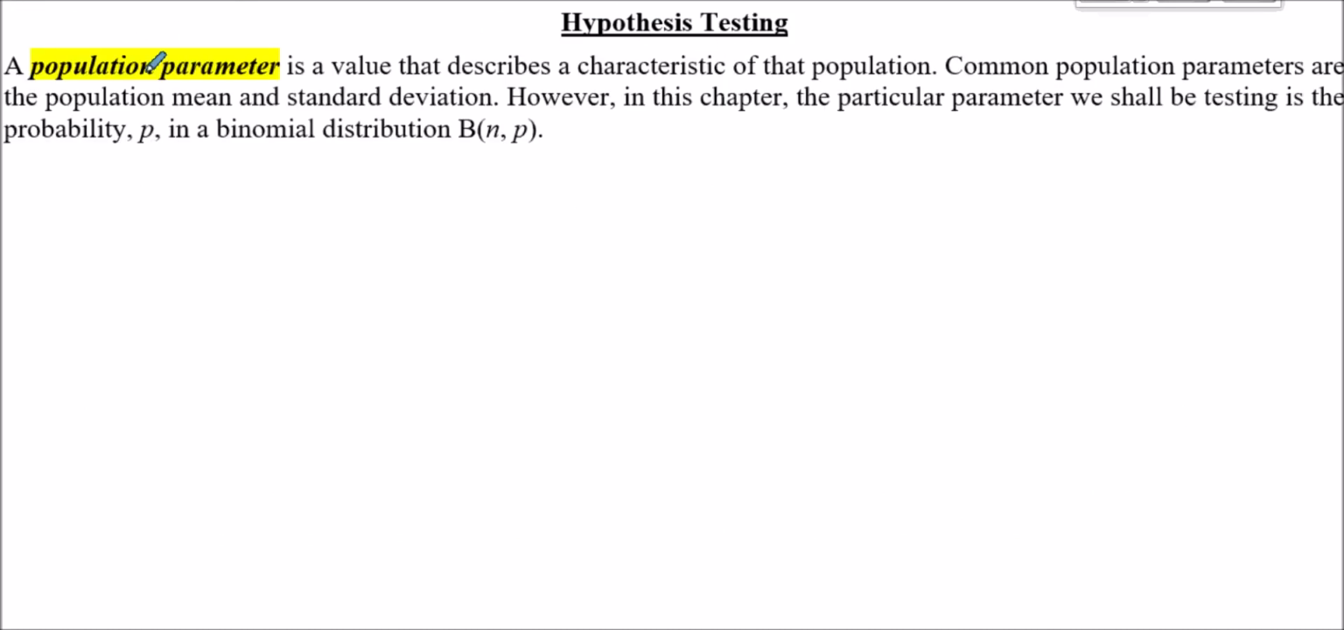So, going into a bit more formal definitions here. First of all, a population parameter, what does that mean? Well, a population parameter, it's a value that describes a characteristic of that particular population you're looking at. So common population parameters could be the population mean and the population standard deviation. But like I said, in this chapter, we're going to be looking at the particular parameter of a binomial distribution, and that parameter is the probability of that binomial distribution.